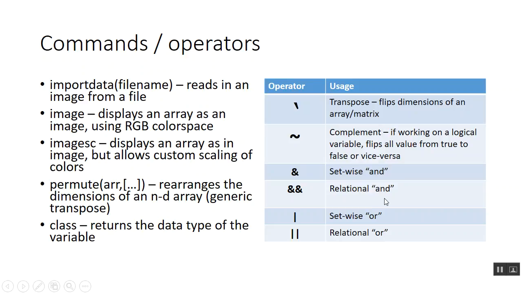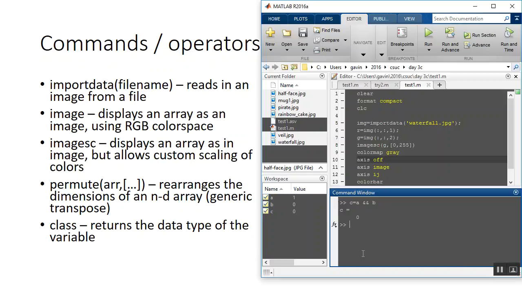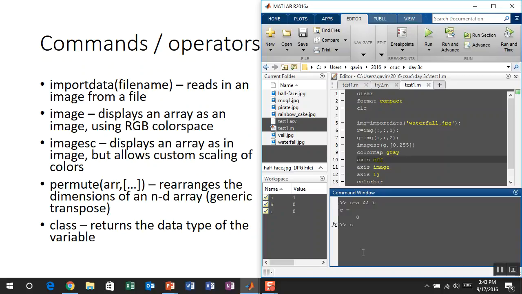And by the same token, the or is a single bar or a double bar, depending on whether you're talking about set-wise, element-wise, or relational. So if I said the same thing, C equals A or B, the answer is actually 1 now, because one of those was true.